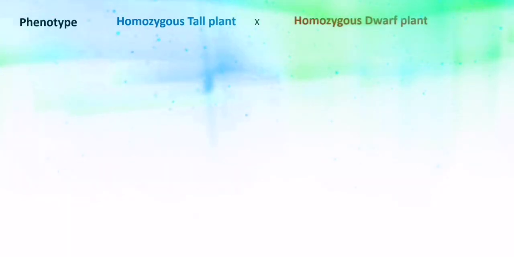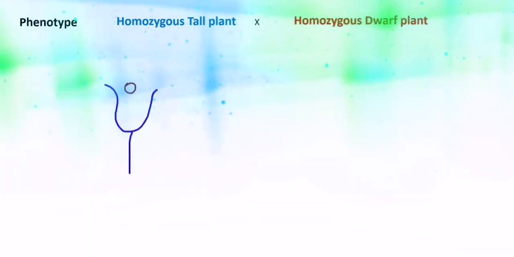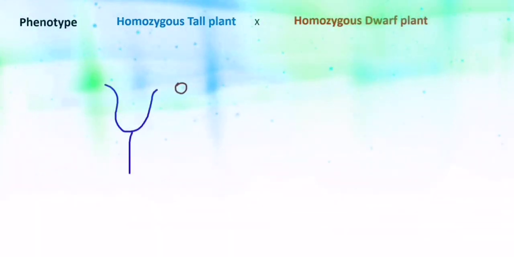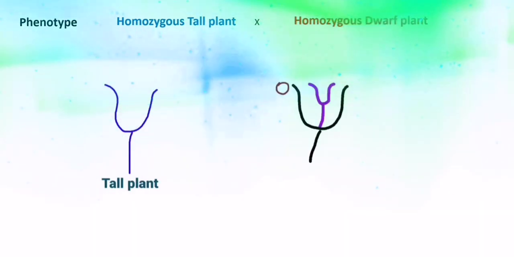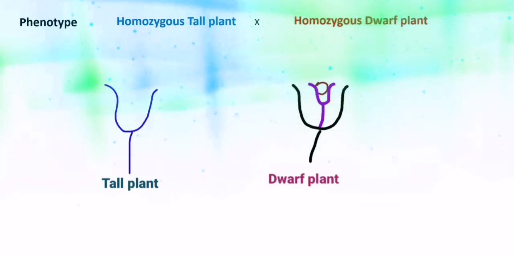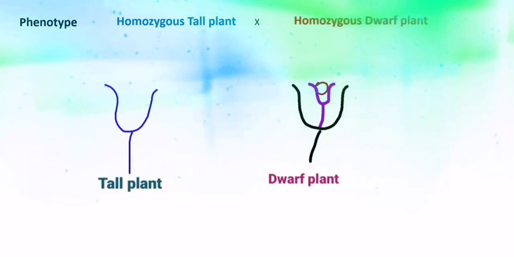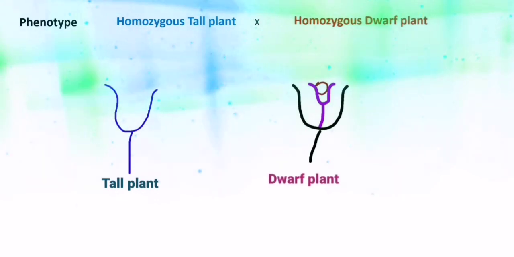Phenotype, external appearance: a homozygous tall plant is crossed with a homozygous dwarf plant. Now what do we mean by crossing? In crossing, we take the pollen grains of a flower of a tall plant and deposit them on the stigma of the flower of a dwarf plant, or vice versa. This is called crossing. So here a homozygous tall plant is crossed with a homozygous dwarf plant.